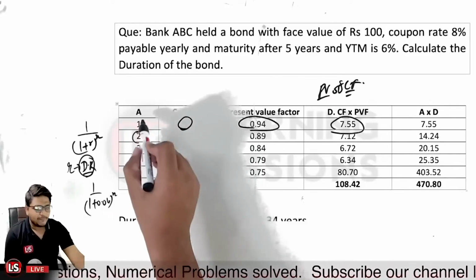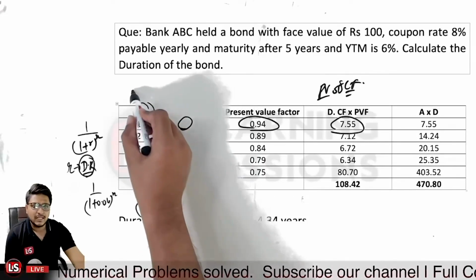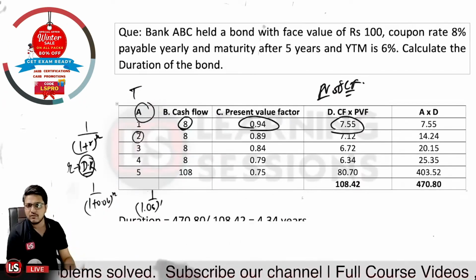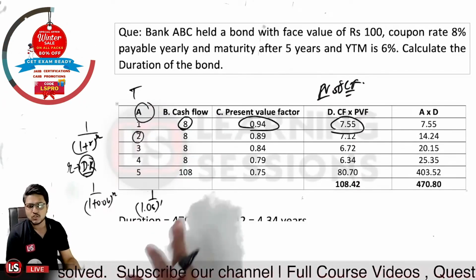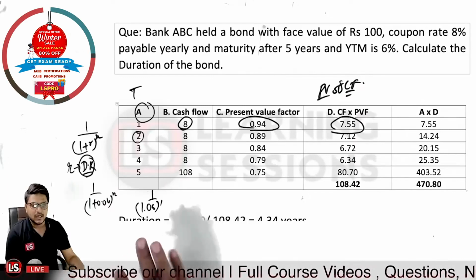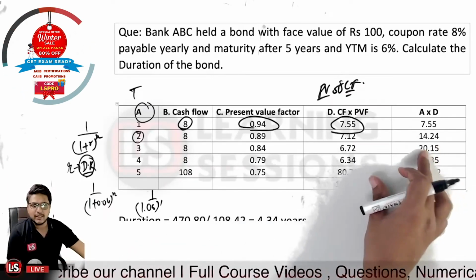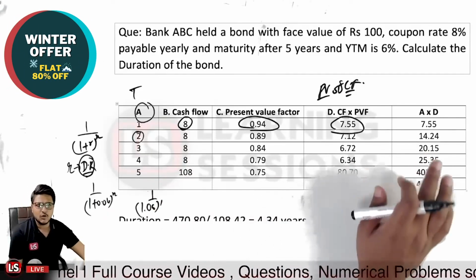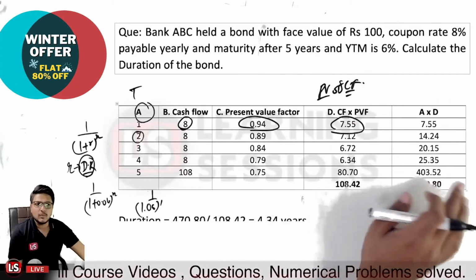So in the A column we have the T factor, the time when you are receiving the coupons or the inflows. Okay, so that is it. That is the E column that we calculated, multiplying A with D. That is how we calculated the E column.